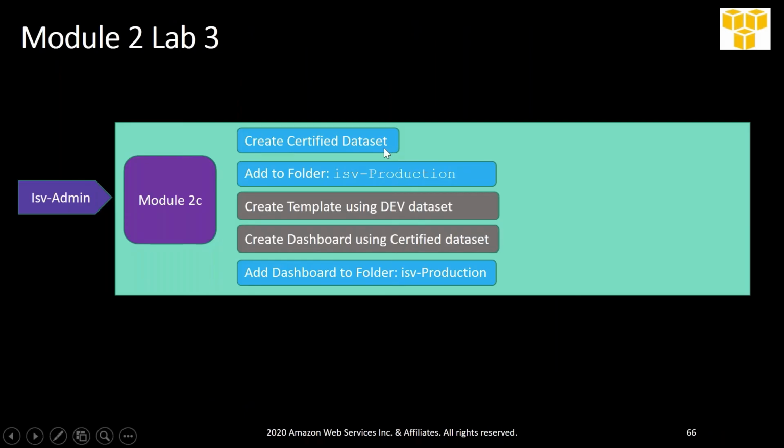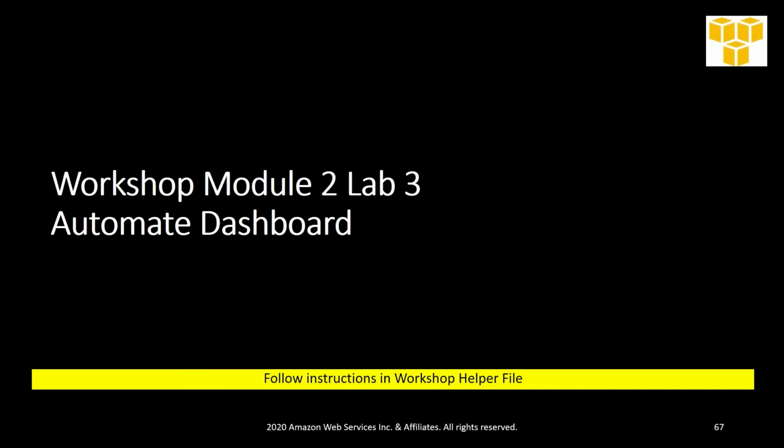So here I'm laying out the same steps that I walked you through just in the last slide. I'm going to log into QuickSight, create the certified dataset, and then I'll add it to the production folder because I want this dataset to be accessible by my customer's author. The customer's author should be able to access that. I will then go to Cloud9 and create the template using the dev dataset and issue the create dashboard command for the certified dataset. And finally, I'll come to QuickSight and share the dashboard to the ISV production folder. Okay. So this is what I'm going to do.